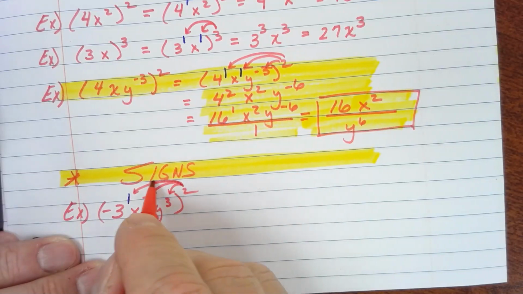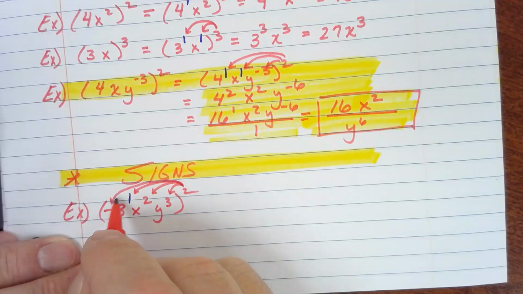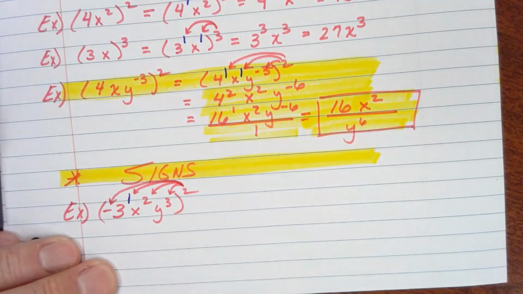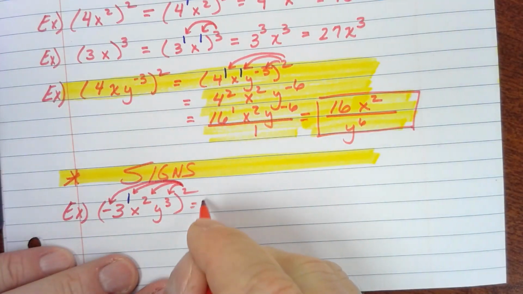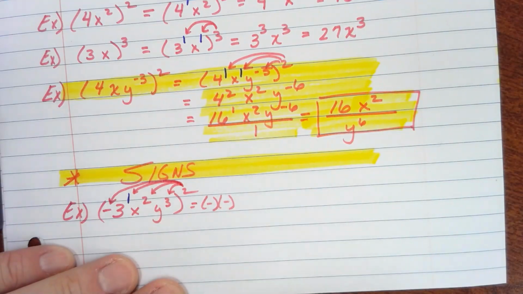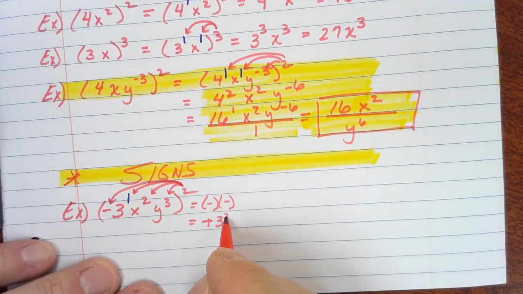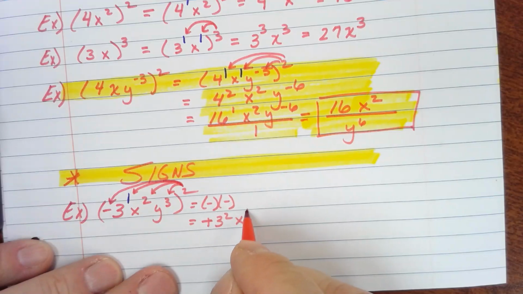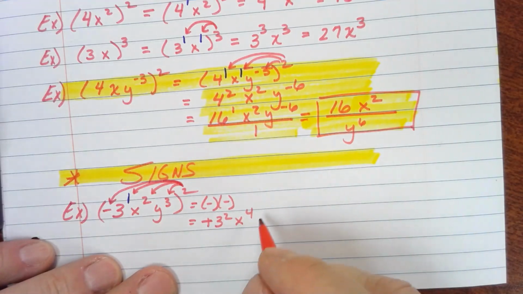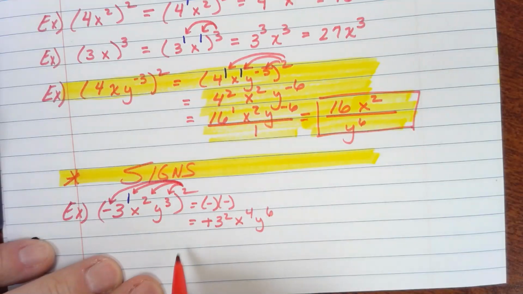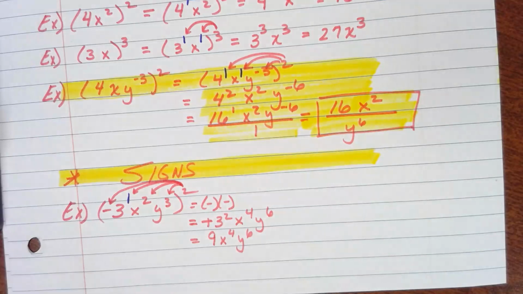And I'm going to count the signs. 2 signs is a negative times a negative, which makes a positive. Then I'm going to have 3 squared, x to the 4th, y to the 6th, and I've got to simplify this 3 squared to make 9, like so.